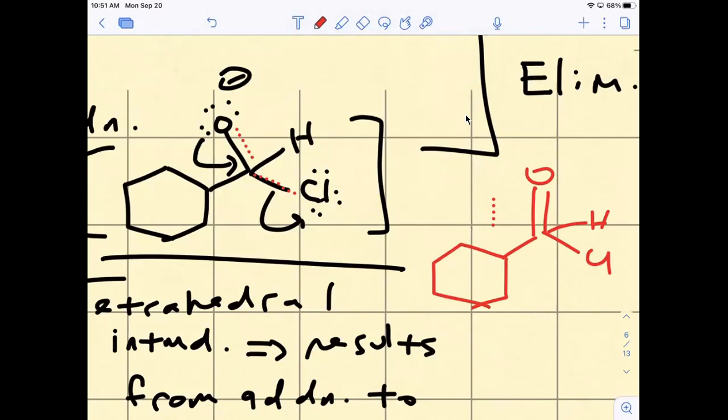Right? So I need to eliminate one of those groups. And those tetrahedral intermediates always, you're going to do one or two things. You're either going to trap it by adding in a proton or some other group to add to oxygen, or it's going to decompose like we showed and give you an elimination product. Okay. All right, does that make sense? Yes. Okay, all right, cool.